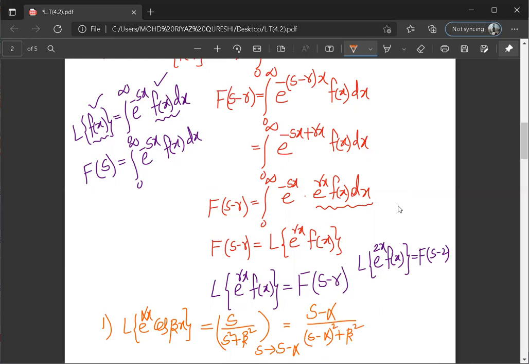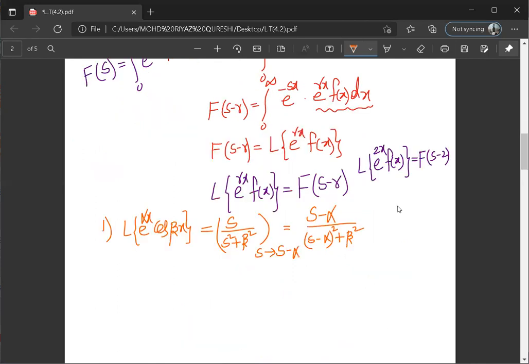Similarly, one more example: Laplace of e power alpha x into sine beta x. If I want the answer, how do we do it? The Laplace of sine beta x is beta over s square plus beta square. I think you forgot all the formulas.